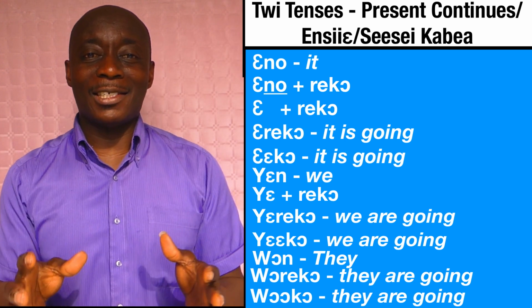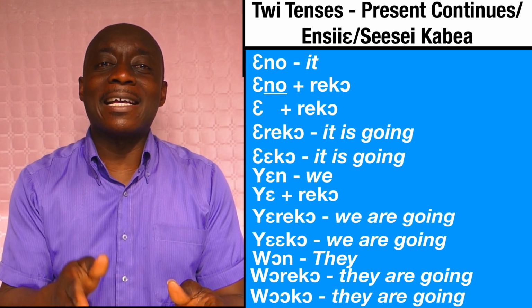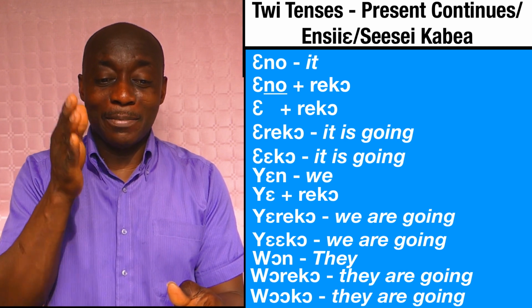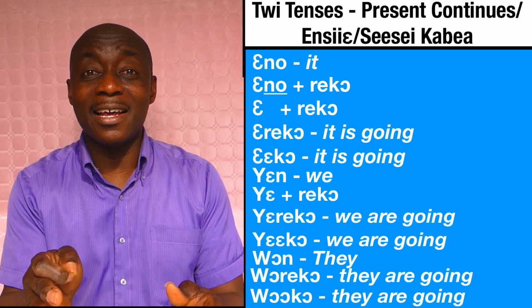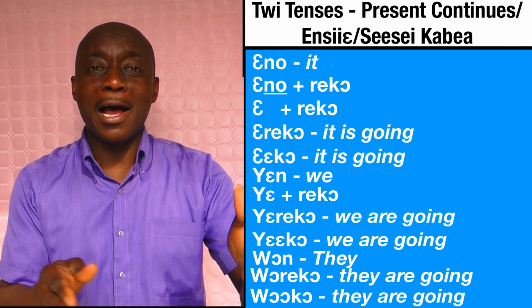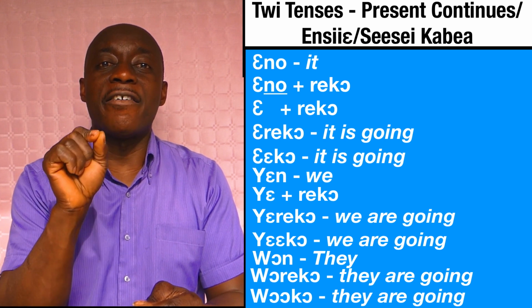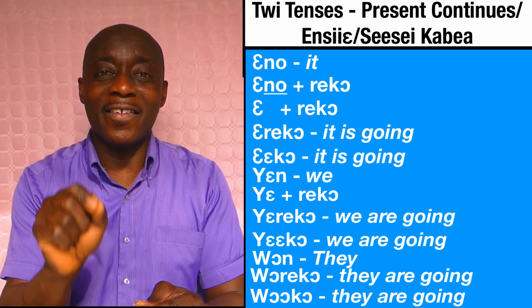So in a nutshell, all that we are trying to say is that if you want to make a statement in the present continuous tense in Twi, before you add the pronoun to the verb, preface the verb with this prefix, re.